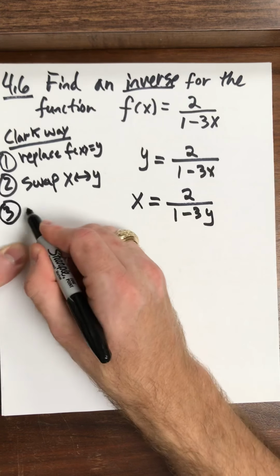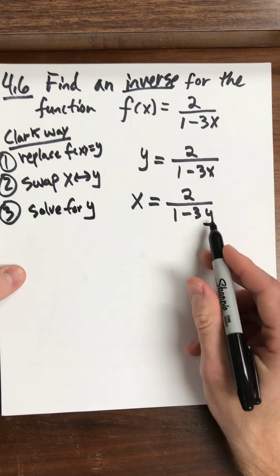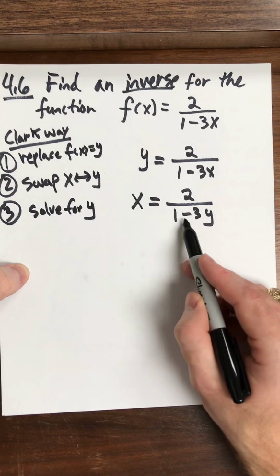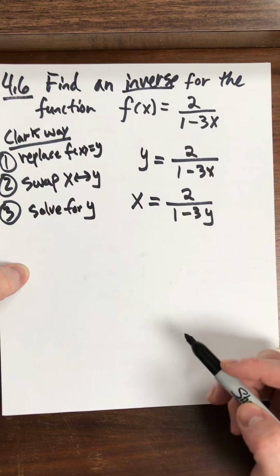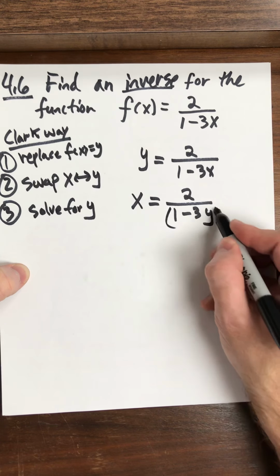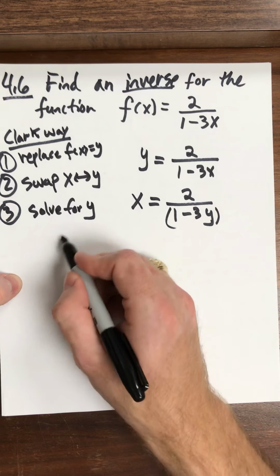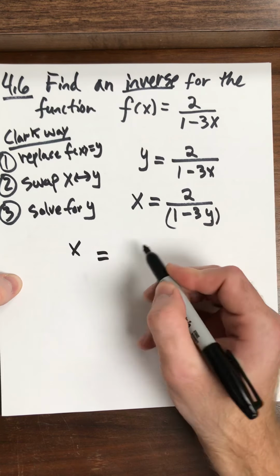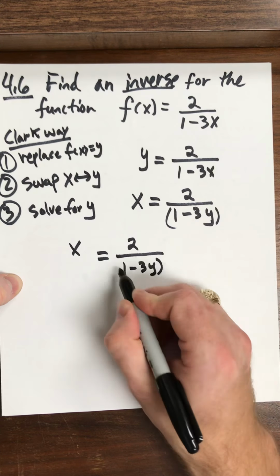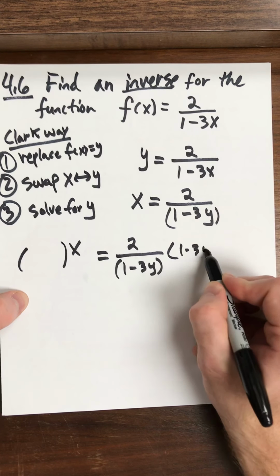Now the third step, I want to solve for y. So how do I solve for y? Okay, so I've got this in the denominator here. I need to get it out of the denominator. How do I do that? Well, I multiply both sides of my equation by this denominator. So let me rewrite it a little bit bigger down here. So I've got 2 over 1 minus 3y. So I'm going to multiply both sides by 1 minus 3y.